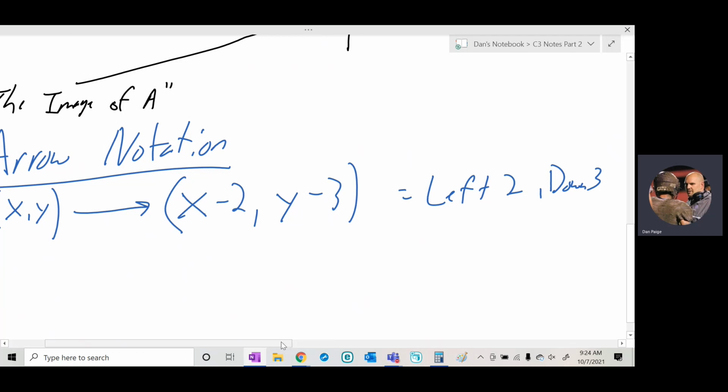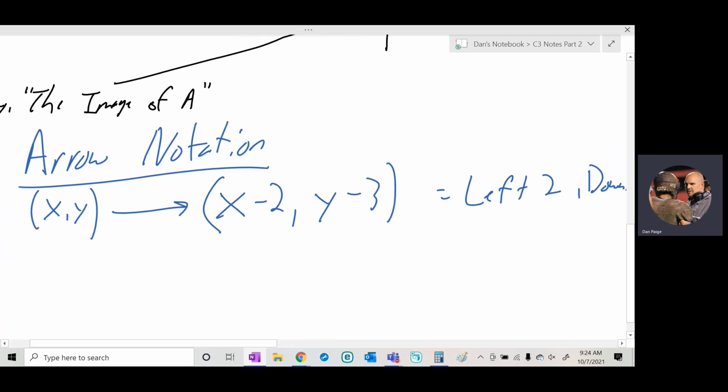So let's be clear about what arrow notation does. The X talks about how it moves left and right. To the left is negative, to the right is positive. The Y talks about how it moves up and down. Down is negative, up is positive.